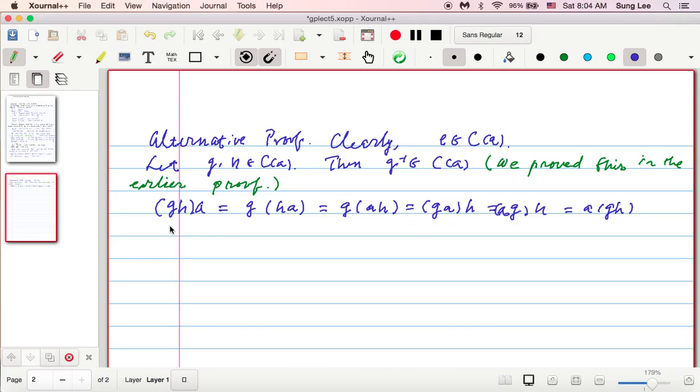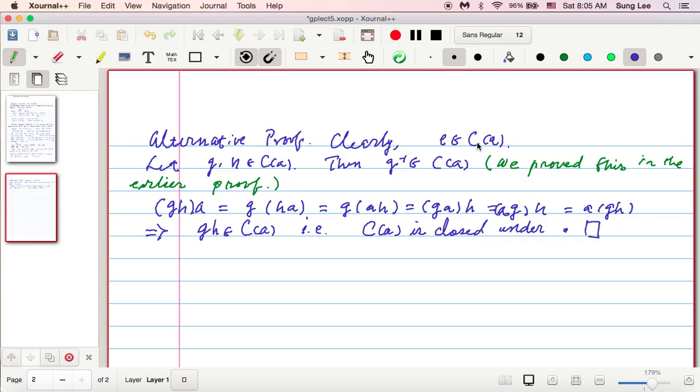All right, so what did we show? We just showed that G times H also commutes with A, so that means G times H belongs to C of A. So C of A is closed under the inherited operation, the dot. So this completes the proof, okay?